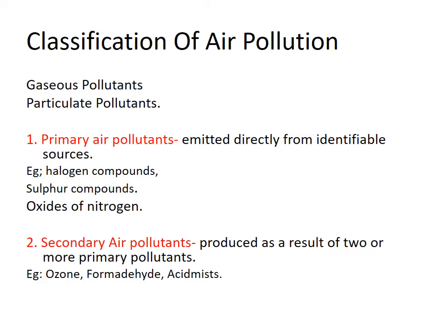Classification of air pollution: gaseous pollutants and particulate pollutants. Primary air pollutants are emitted directly from identifiable sources, for example, halogen compounds, sulfur compounds, oxides of nitrogen, etc. Secondary air pollutants are produced as a result of two or more primary pollutants, for example, ozone, formaldehyde, acid mist, etc.